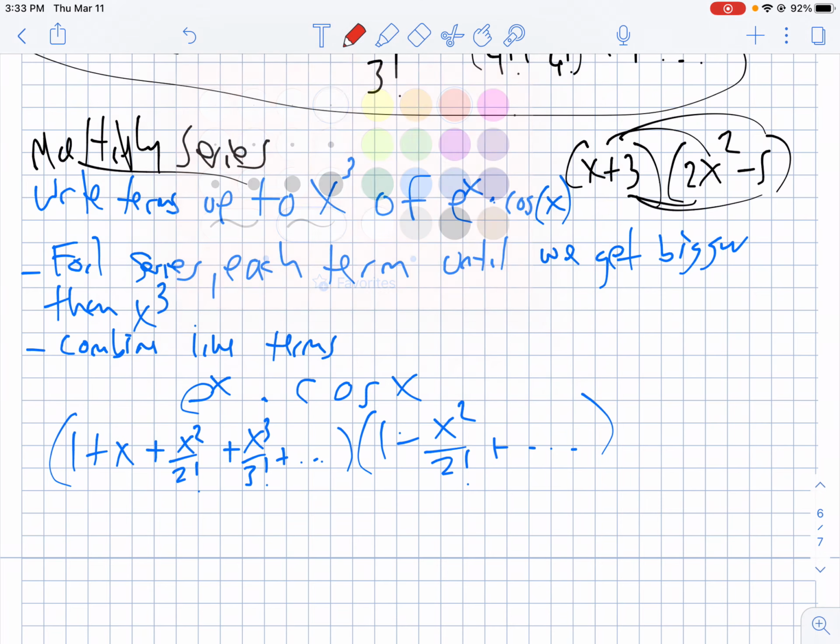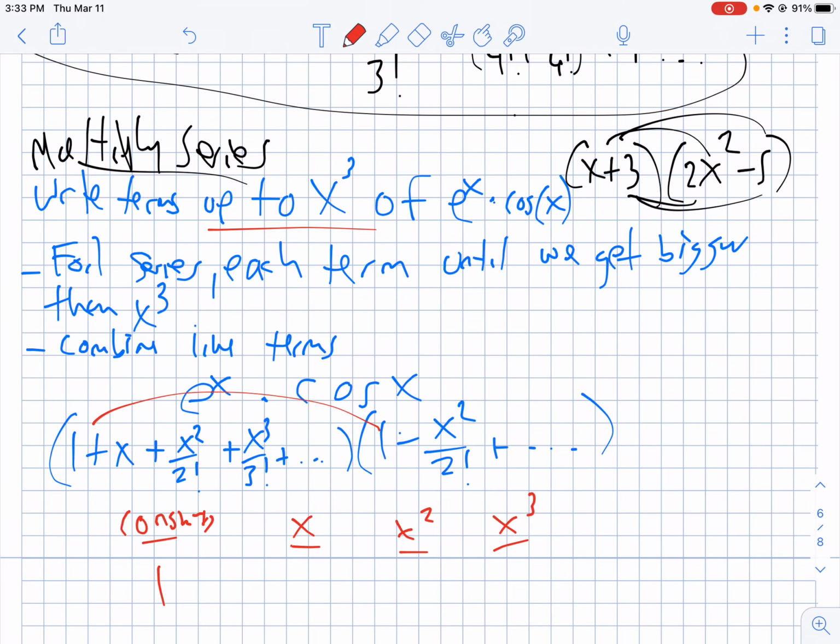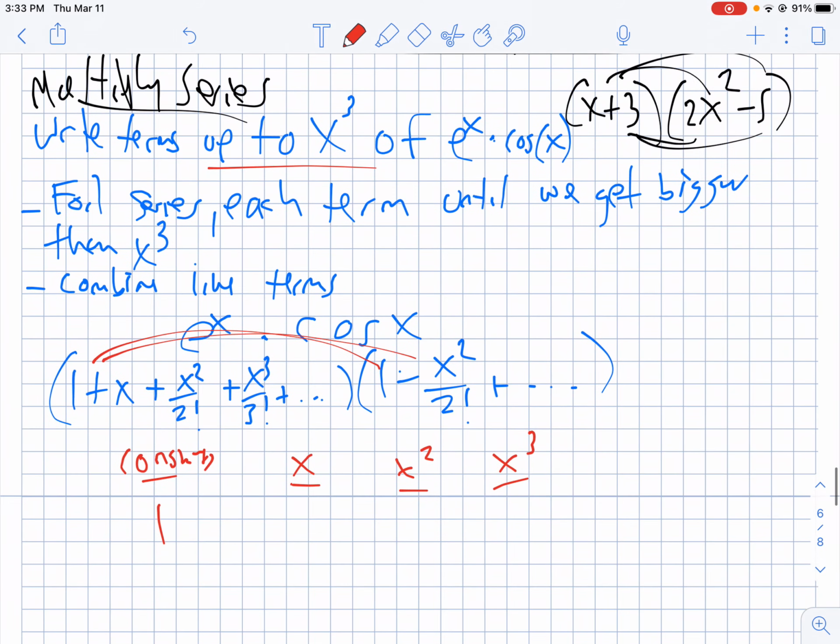So it's going to seem like a lot of work, but I'm going to line the terms up. Here are my constants, here are my x terms, here are my x squared terms, my x cubed terms, and everything after that we don't care about because we're only going up to x cubed. It may look intimidating to multiply infinite terms by infinite terms, but it's not actually that bad because you're just doing like terms. Okay, so you multiply 1 by 1. I think that's 1. Okay, 1 times negative x squared over 2 factorial, of course, is negative x squared over 2 factorial.